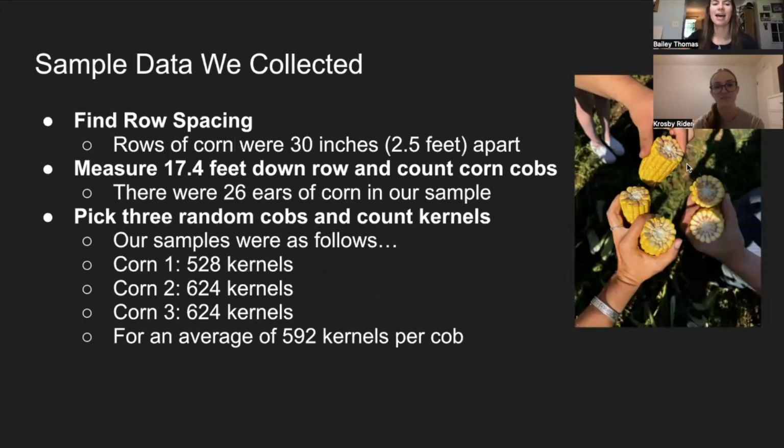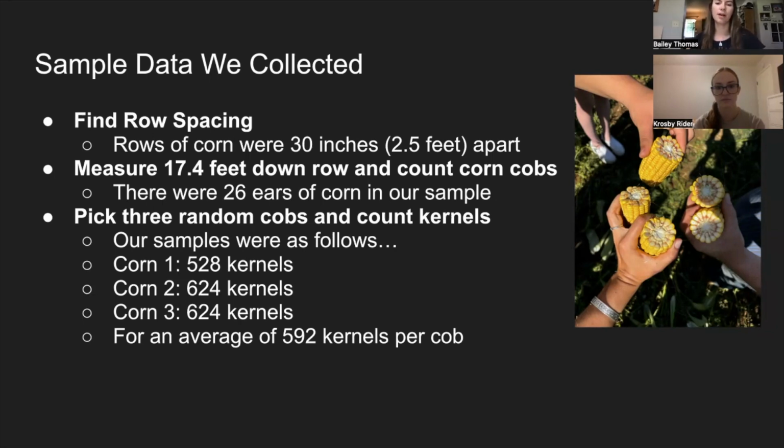And then for the data that we collected, first we had to find the row spacing. The rows of corn were 30 inches, or 2.5 feet, apart. Using that measurement, we were able to determine that we needed to measure 17.4 feet down the row to count the corn cobs. In our row for that sample, there were 26 ears of corn. And then you had to pick 3 random cobs and count those kernels.